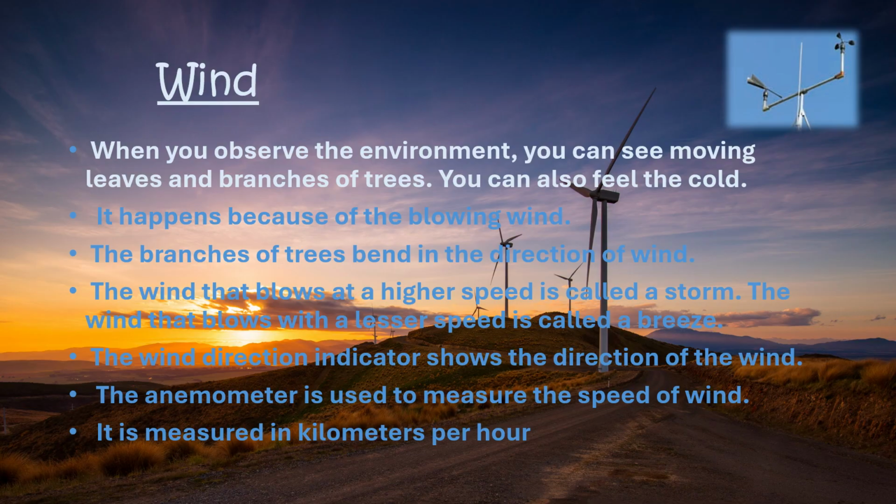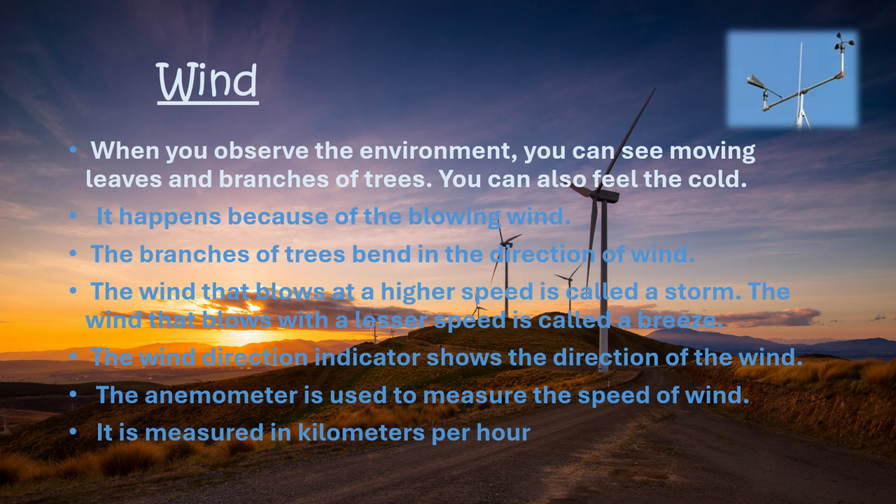Now, let's see what makes our good old kites fly. Yes, I'm talking about the almighty wind. When you observe the environment, you can see moving leaves and branches of trees. You can also feel the cold. It happens because of the blowing wind. The branches of the trees bend in the direction of the wind.